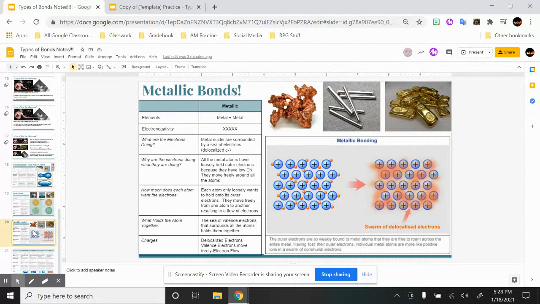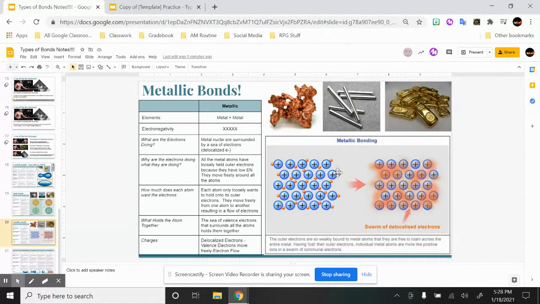Now, there's one more type of bond I want to talk about, and that's a metallic bond. In a metallic bond, we have just metal atoms. And what happens with their electrons is that their electron clouds overlap a lot, and so those electrons can move freely from one atom to another. It's kind of like a sea of electrons surrounding those nuclei.